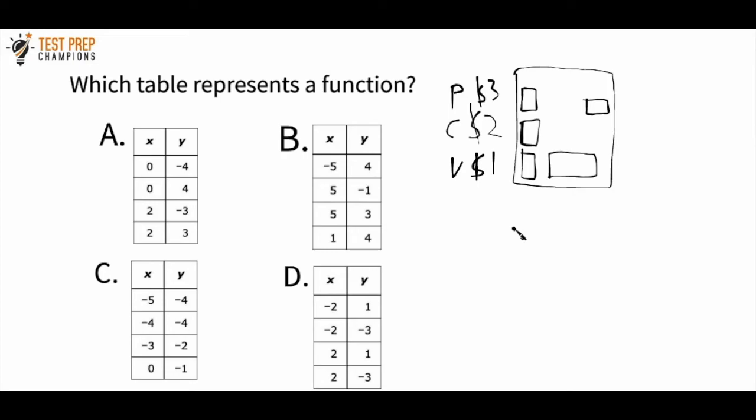So every input, the money that you're putting into the machine, that is the input, all right? You can only get one output. You can't put in $2 and get a Pepsi. If you put $2 in, you can only get a Coke. And that's kind of the same idea here, only the x's are your inputs here.